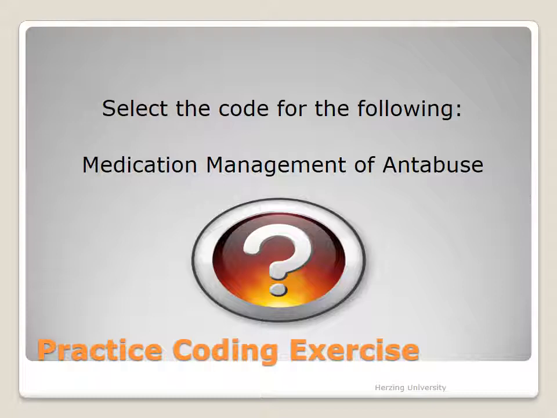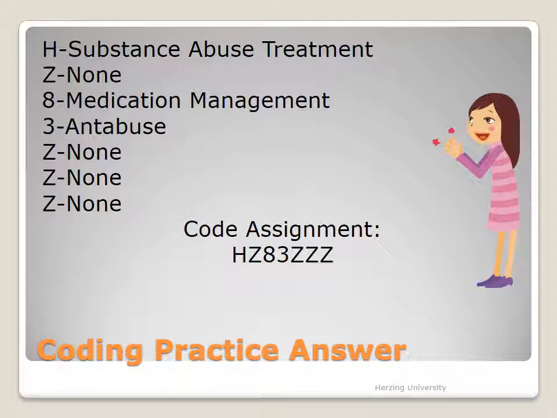Okay, let's do a coding exercise. Select the code for the following: medication management of abuse. The correct code is HZ83ZZZ. H for substance abuse treatment, Z for none, 8 medication management, 3 anti-abuse, and then of course Z, Z, and Z as placeholders because every code has to have 7 characters.